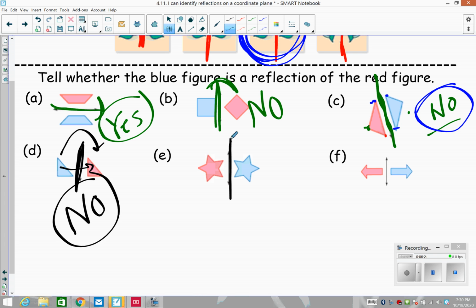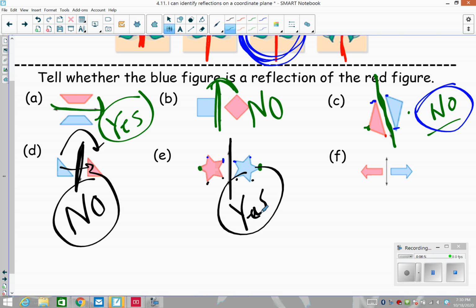E, does this appear to be a reflection? Well, let's see. They both look congruent. They look the same distance from the line. They look like they could land on top of each other. And is it true that those points would land on each other? I think so. What about this one? Does it appear it will land on that one? I think so. What about this one? Does it appear it lands on that one? Yup. And so on. So I'm going to say yes, that appears to be a reflection.